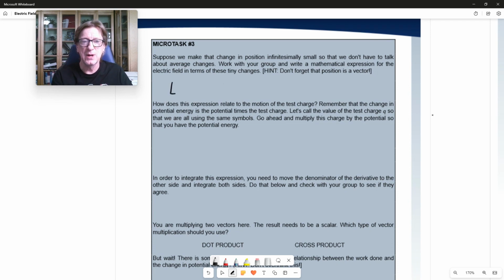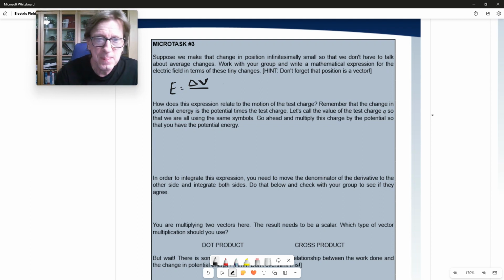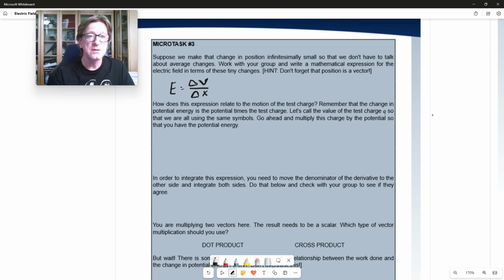Let's write it over here without the differential. In general, it's just going to be delta V divided by delta X. Hopefully by now you're familiar with how to convert this into a differential. If I take a very small element, then I could say that my small dE here is going to be equal to dV/dx. And of course, these are going to be vectors.